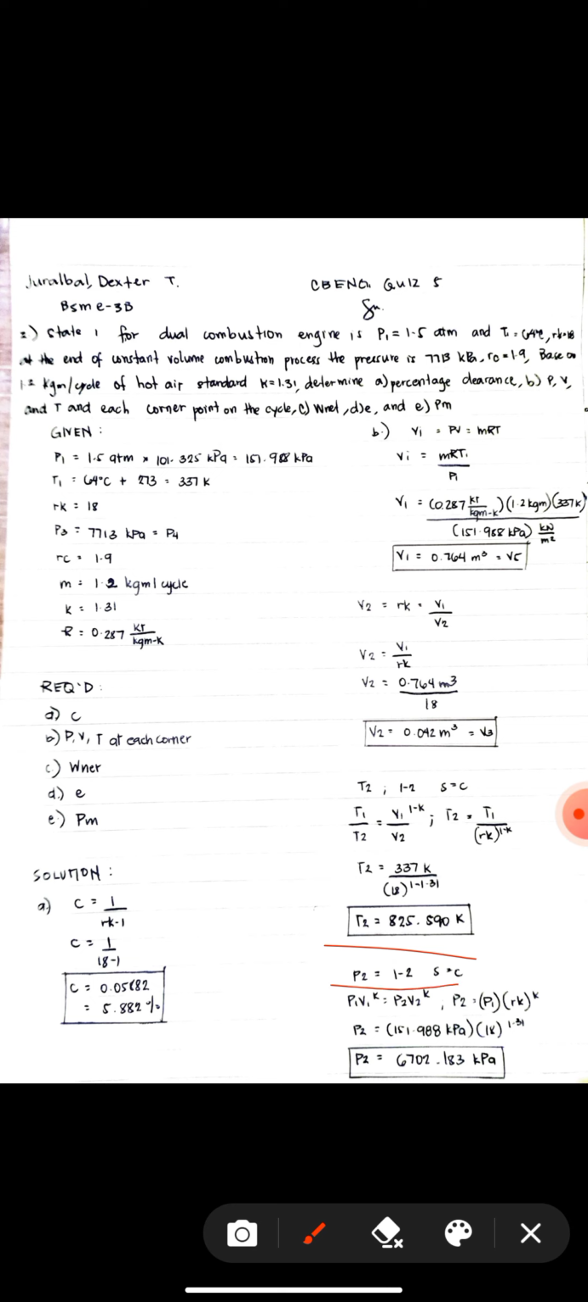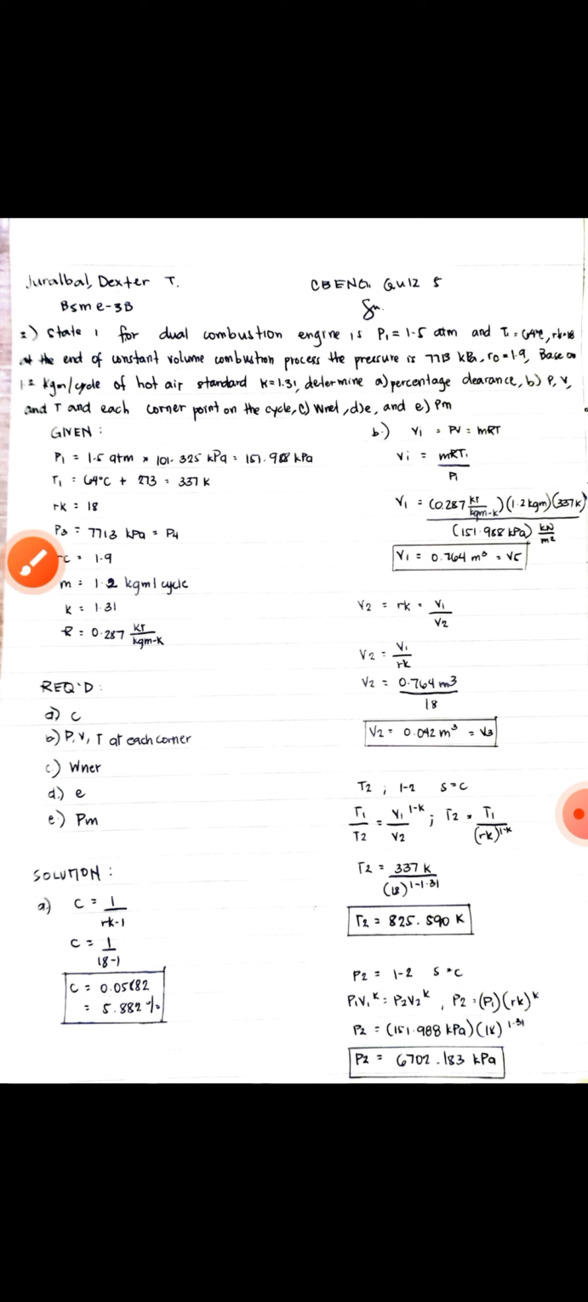So, for the P2 naman, 1 to 2 is S equals C. So, P1 V1 raised to K over P2 V2 raised to K. So, we have P2 equals P1 over RK raised to K. P2 equals P1 na 151.988 kPa times RK na 18 raised to 1.31. So, yung P2 natin, we have P2 is 6702.183 kPa.